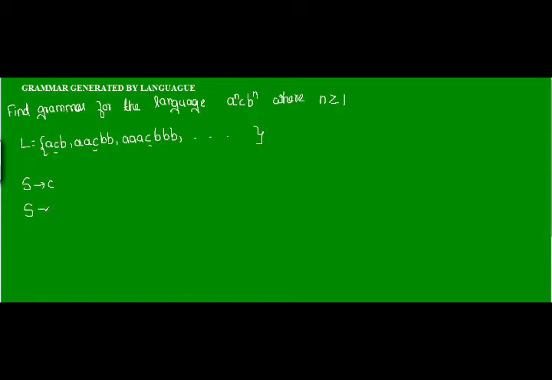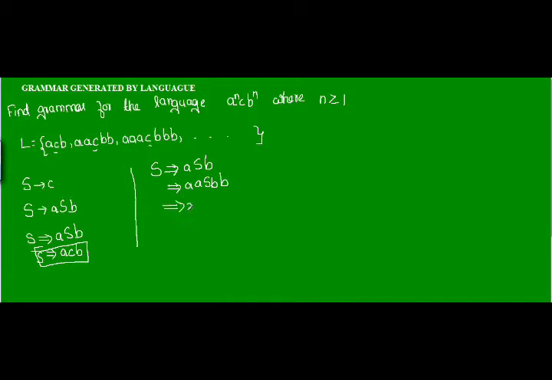Now suppose I write A S B, then I can find this language. Instead of this S, if I substitute c, then I will be getting A c B. Suppose I want to find for a a c b b, I am taking A S B. Instead of S, I am going to substitute A S B again. Now instead of this S, I am going to substitute c. So I will be getting A A c B B. So I got this language.